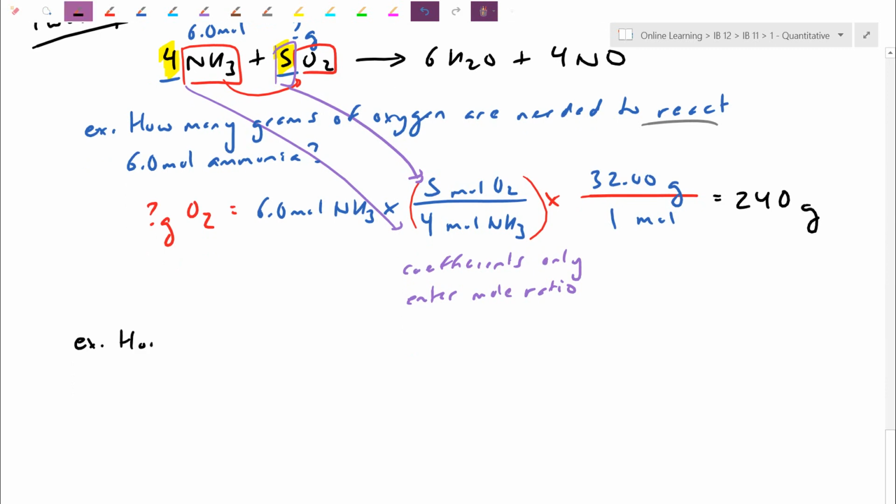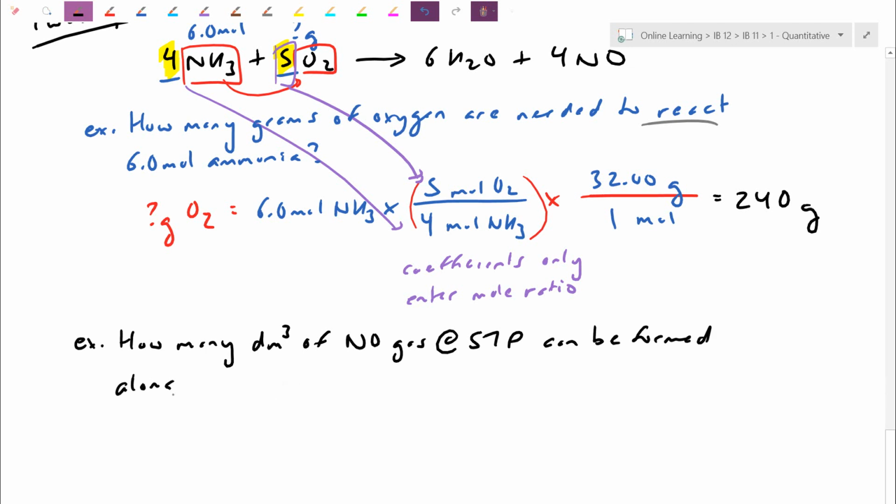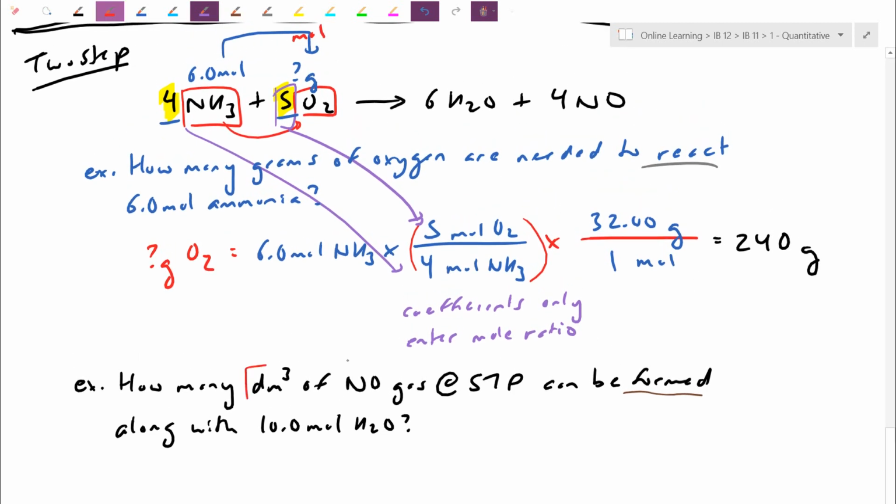I want to figure out here how many decimeter cubed, so that's liters, of nitrogen monoxide gas at SDP can be formed along with, let's say, 10 moles of water. And really, I'm not worried about whether they said reactant or formed. Again, they're just hinting at whether we're on the left side or on the right side. In this case, let me lay out my roadmap here. My final answer would be decimeter cubes of NO. NO here happens to be on the right-hand side.